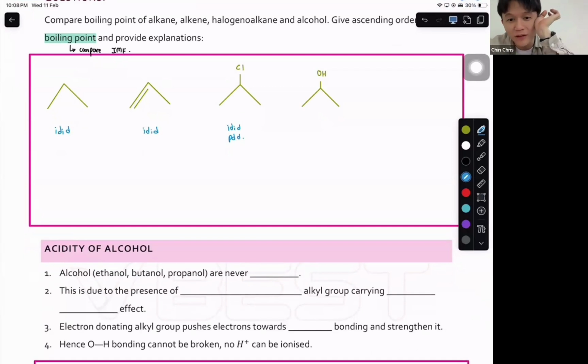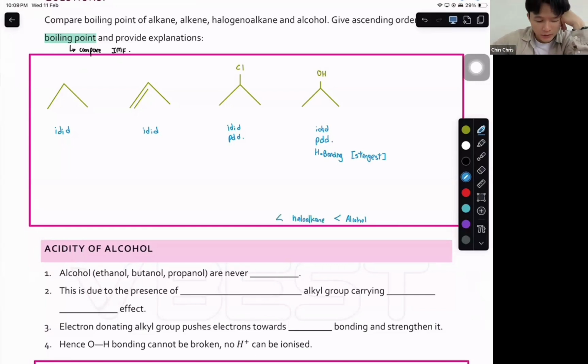Yeah, that's a halogenoalkane, correct. And finally, alcohol, we have ID, PDD, and also hydrogen bonding. So hydrogen bonding is the strongest, right? Which means the highest boiling point is always alcohol, followed by PDD, which is the haloalkane.